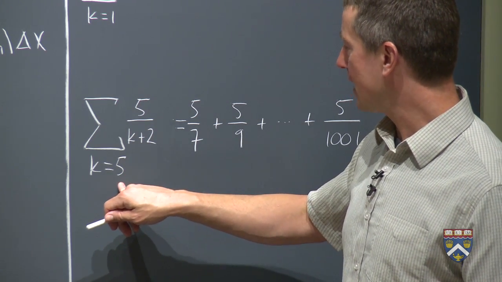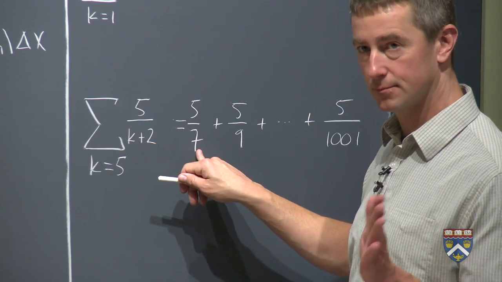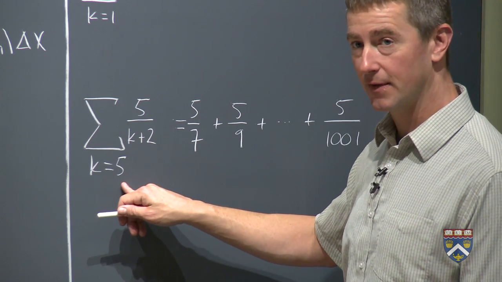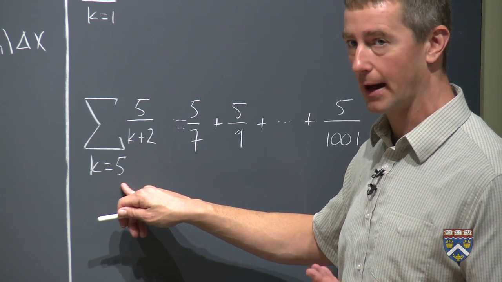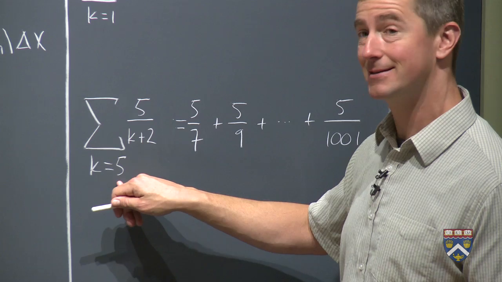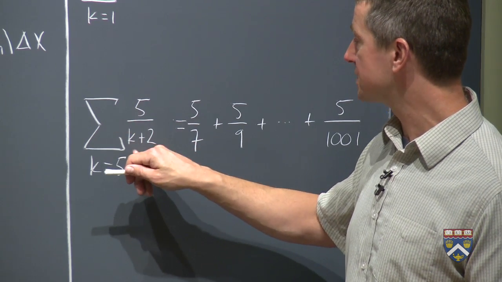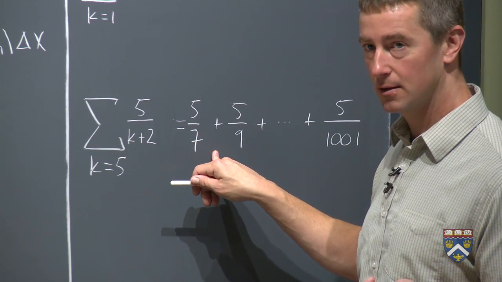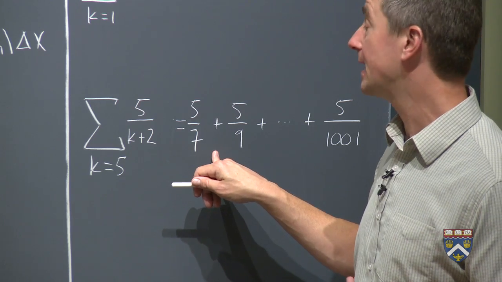So let's see if this works, in case any of you at home were thinking something similar. So k equals 5. We plug in 5, we get 5 over 7. Great. Now, what's the next value of k? Remember, k always increments by 1. So the next value of k is 6. So we get 5 over 6 plus 2, or 5/8, which isn't what we wanted. So this did not work out.